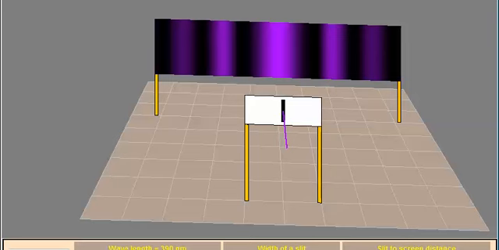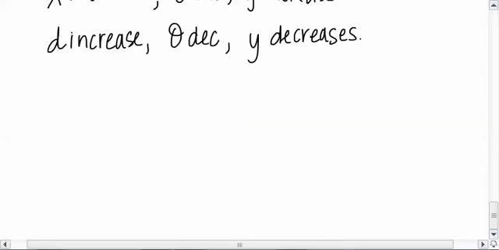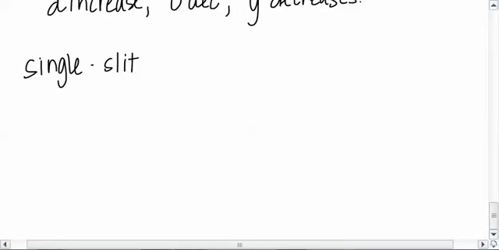So when we change the slit difference, we can also change the width of this bright central fringe. So a single slit can also cause an interference pattern, and it's very similar to the double slit, except you get a central bright.